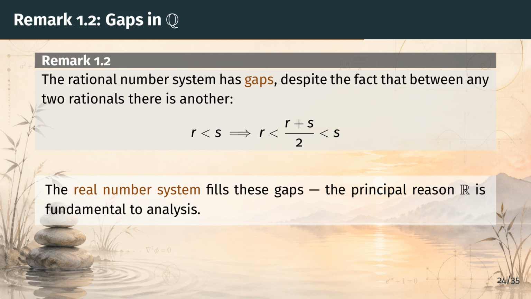The real number system is specifically designed to fill these gaps. This gap-filling property, which we will later call the least upper bound property, is the principal reason that the reals are the right setting for analysis. To precisely describe the structure of the reals, we first need to discuss the general concepts of ordered sets and fields, which is what the rest of Chapter 1 will do.